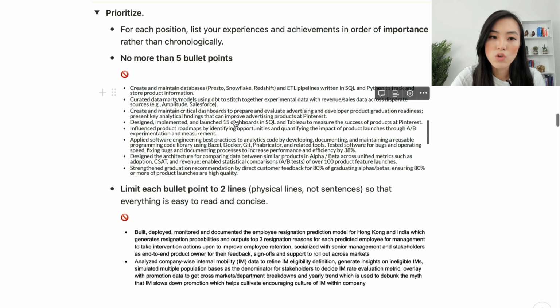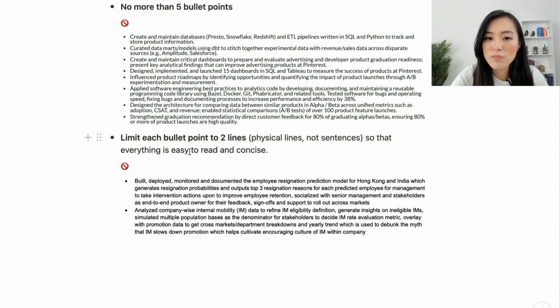For each experience, you want to include no more than 5 bullet points. There are about 8 bullet points in this experience, and it becomes too hard to find useful information. Another tip is to limit each bullet point to 2 lines, 2 physical lines, not sentences, so that everything is easy to read and concise.